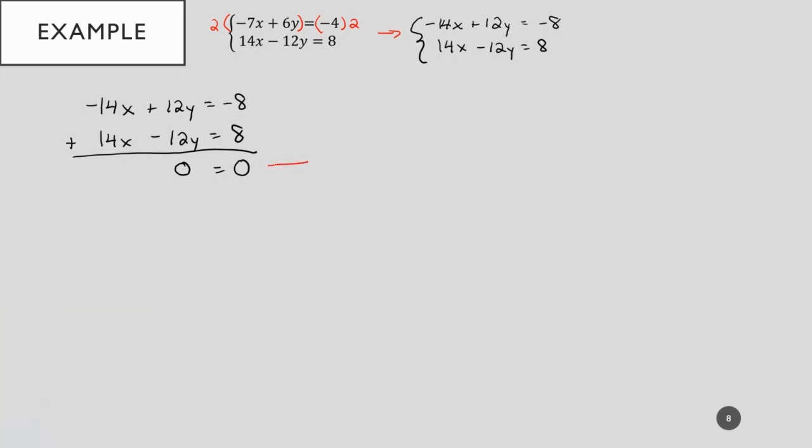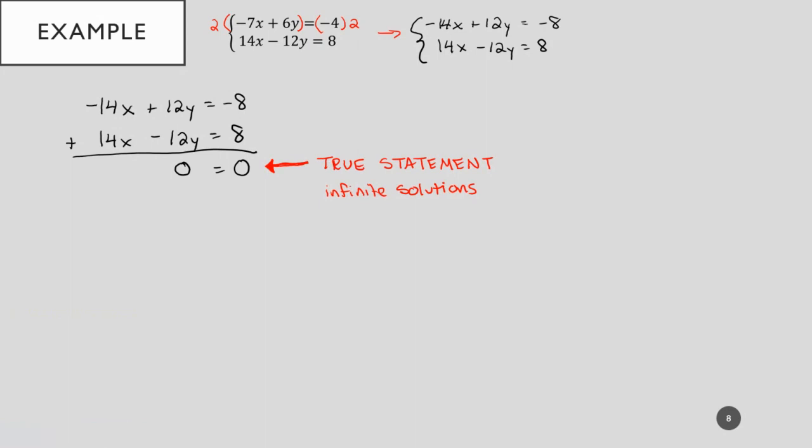When you get 0 equals 0 or 2 equals 2 or any true statement, I'm going to indicate this as a true statement, that means that you have infinite solutions. These equations are identical. And you can see that because if I multiply the first equation by -2, I get the second equation. If I solve both of these for y, you'd get the same exact equation.